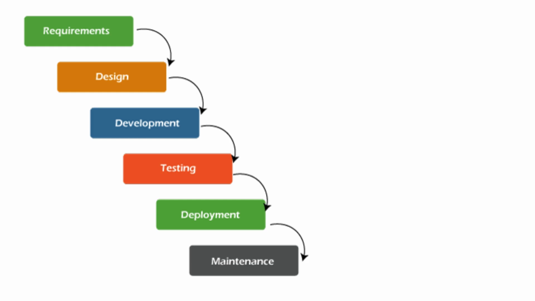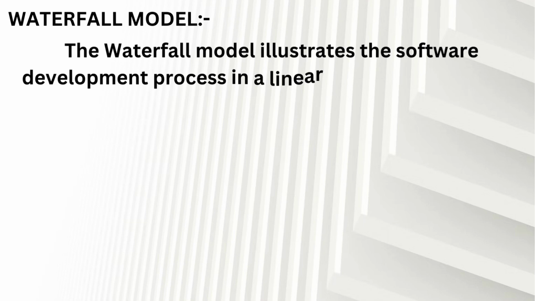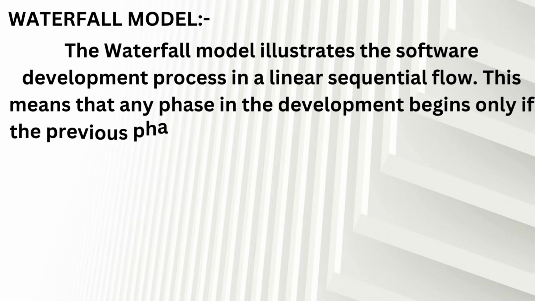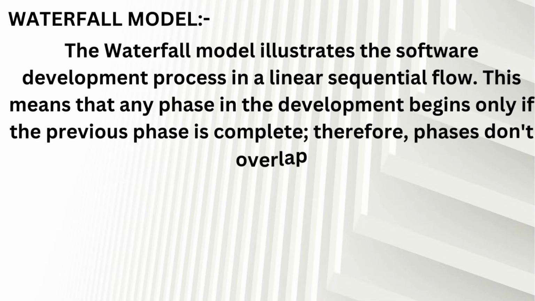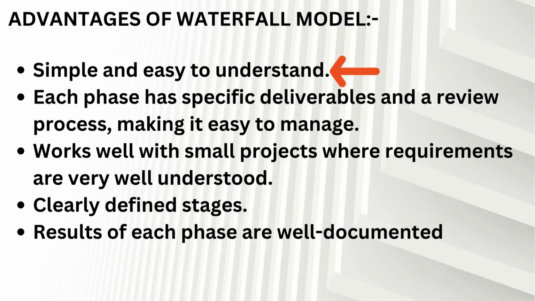Now, I will show you the definition of the waterfall model and its advantages. The waterfall model illustrates the software development process in a linear sequential flow. This means that any phase in the development begins only if the previous phase is complete, therefore, they don't overlap. Next, let's explore the advantages of the waterfall model. The first advantage is that it is very simple and easy to understand. The second advantage is that each phase has specific deliverables, and the review process makes it easy to manage. For example, in the requirement analysis phase, the deliverable will be the SRS. And the review will be conducted, making it easy to manage.